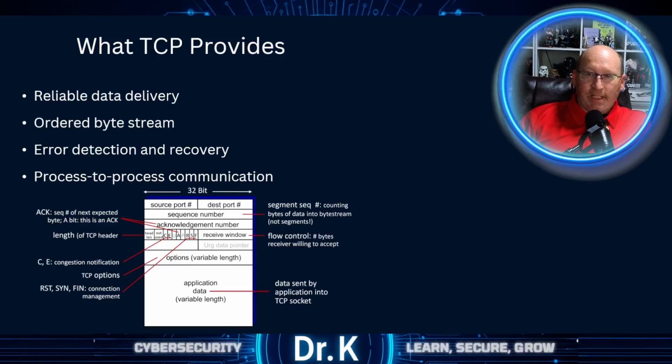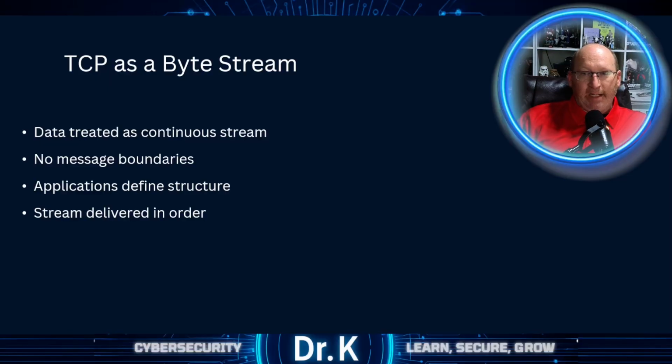So TCP provides reliable, ordered delivery of data between processes. It builds on the basic transport layer services by adding mechanisms that detect errors, recover from loss, and ensure that data is delivered correctly and in sequence. TCP, Transmission Control Protocol, treats application data as a continuous stream of bytes rather than individual messages. TCP does not preserve message boundaries.